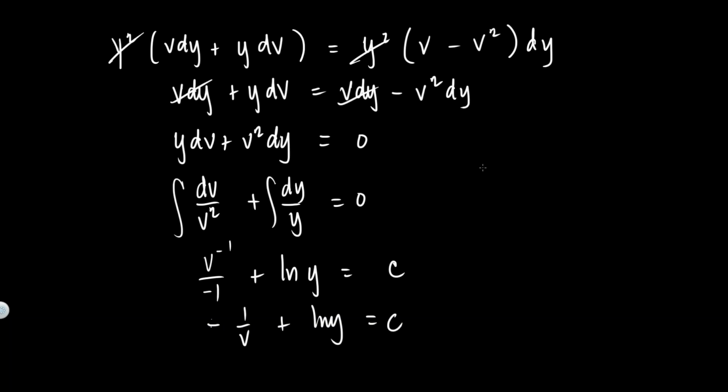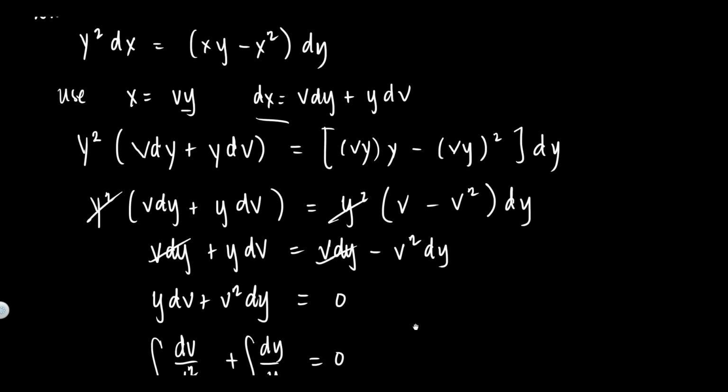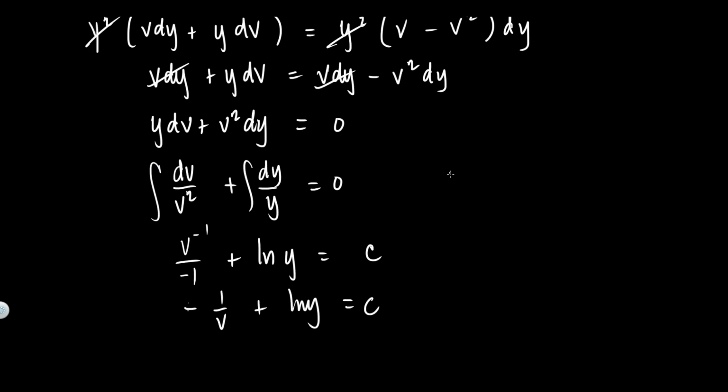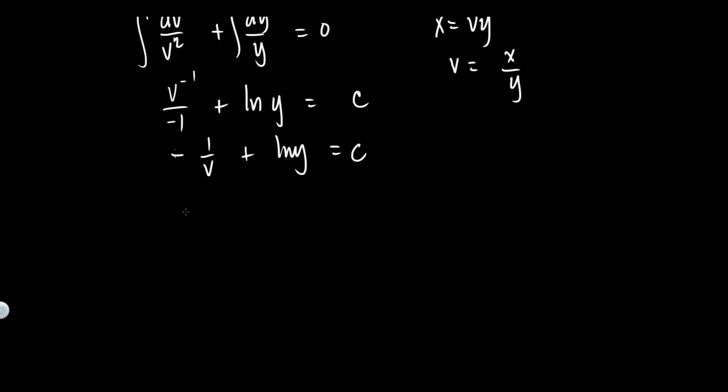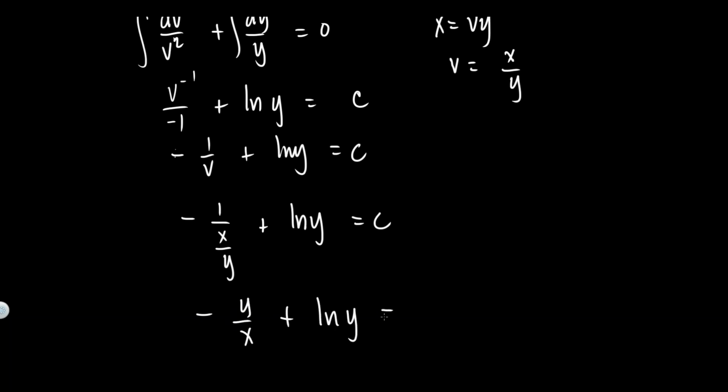And anong ginamit natin? Ang ginamit natin is x equals vy. So v is equal to x over y. So balik lang natin siya doon sa original na x, no? So that is negative 1 over x over y plus ln of y equals c, or negative y over x plus ln of y equals c. This is the general solution. Okay?